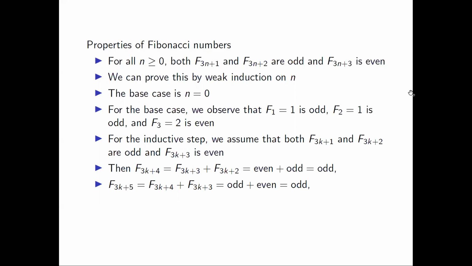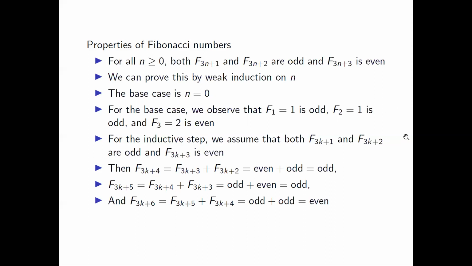For f of 3k plus 5, the recurrence equation gives us f of 3k plus 4 plus f of 3k plus 3. F of 3k plus 4 we just saw was odd. F of 3k plus 3 is even, so we get an odd plus an even. This gives us an odd.